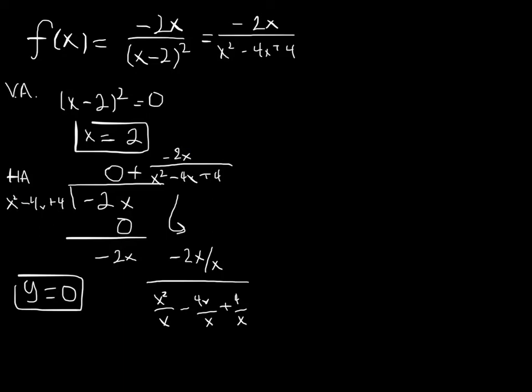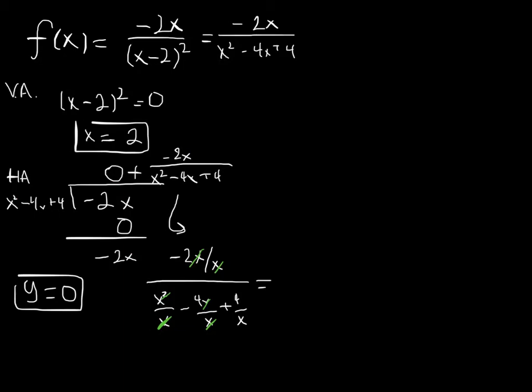And now I can just do some nifty cancellation, right? X divided by x cancels. X squared divided by x is just x, and 4x divided by x is just 4. And of course, 4 over x, well, I'll just leave that alone. So now think about what I've got. I have negative 2 divided by x minus 4 plus 4 over x. What happens as x gets very, very, very large, and this should be very easy to see.